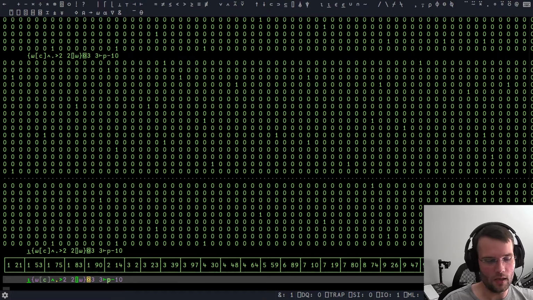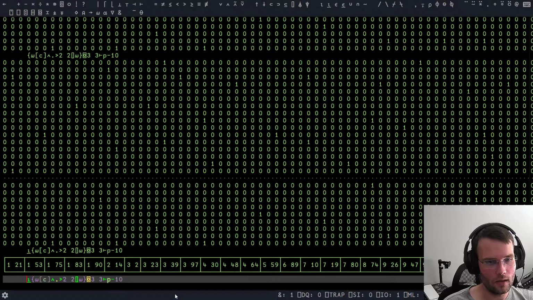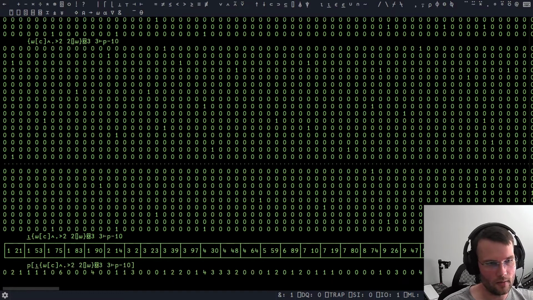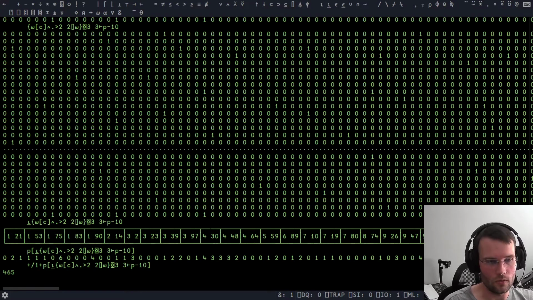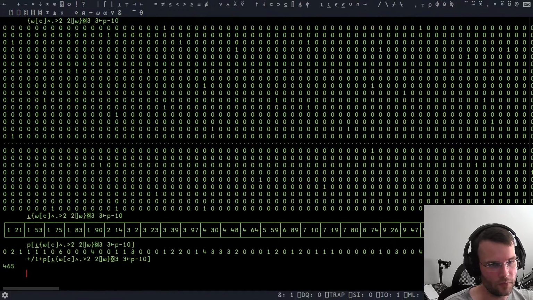Because of the score calculation here, we need to actually index back into the input and add 1. So we can just say P and long square brackets here to index back in. And then we can just do 1 plus reduce to add up all of those values. Answer is 465, and indeed, that's what we have here.